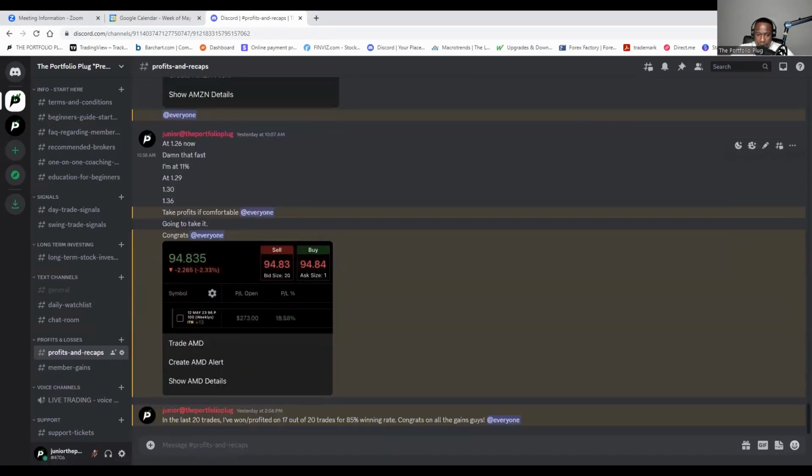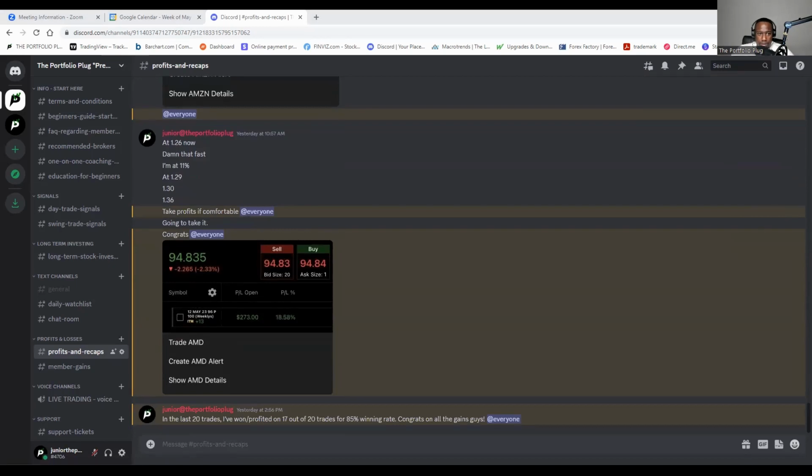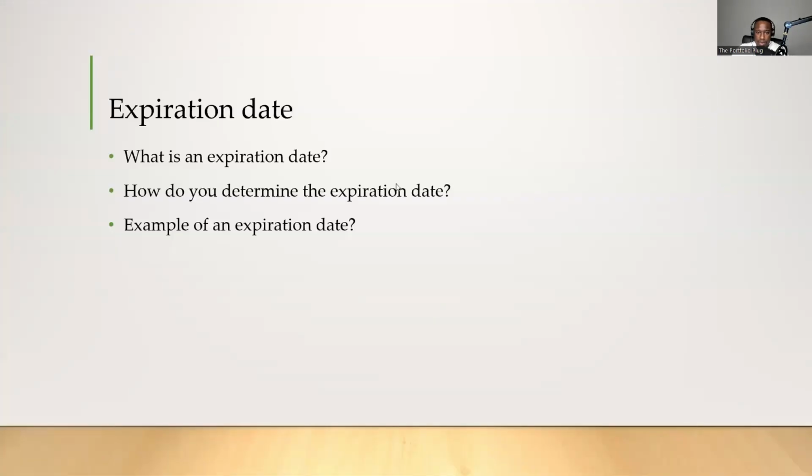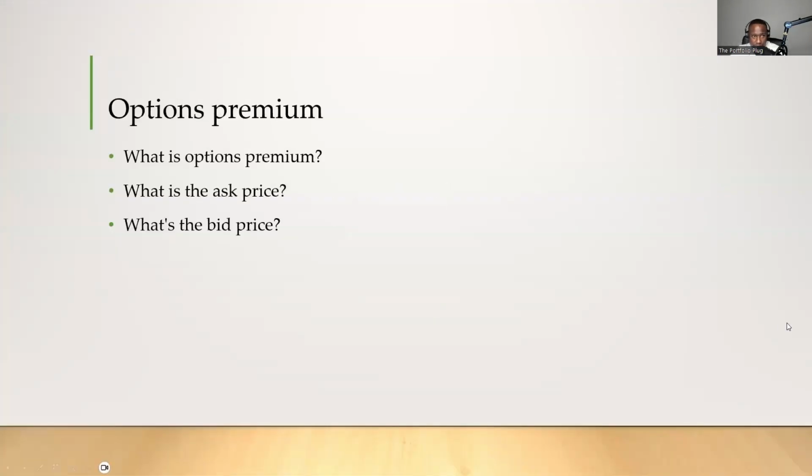So then let's go back. I'm going to share. Now the next thing we have is the options premium. For those that don't know what that is, your options premium is the current market price of those options contracts. Those are just the contract prices. Those are your premiums. And in your premiums, you'll have the ask and the bid.